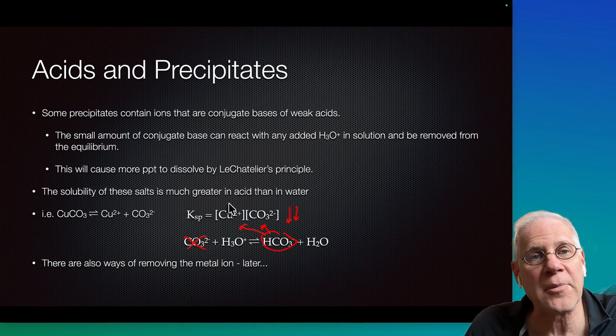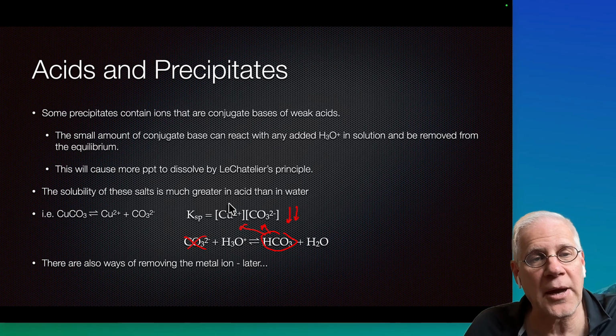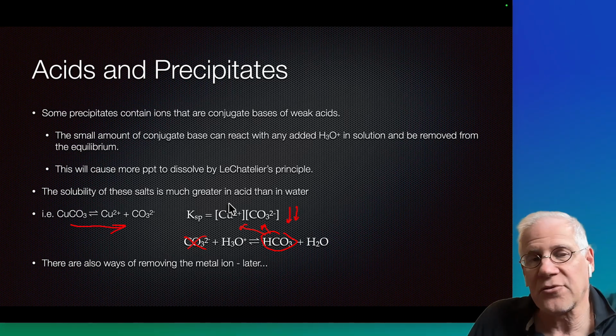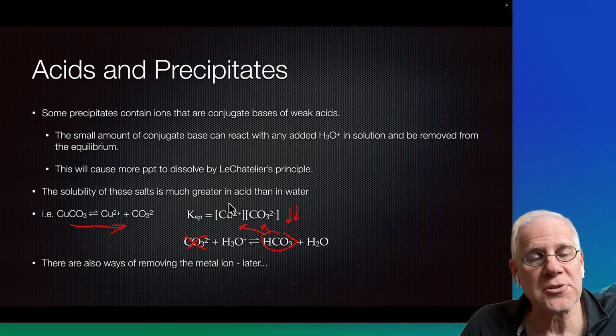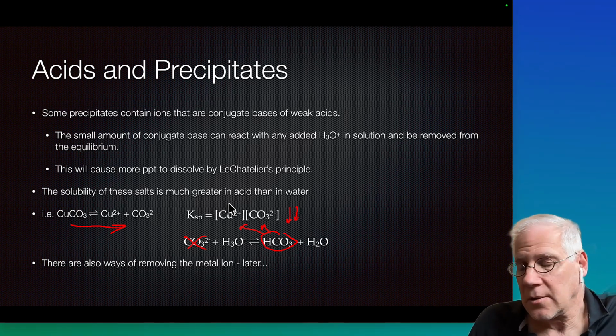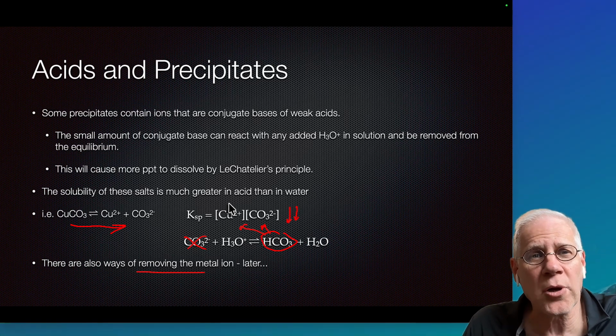And if it drops, that means that my Q value is now too low. And that means that the reaction is going to respond and say, I need to make more carbonate ion to match equilibrium. And so it's going to force this reaction to go to the right. So it's actually going to make copper carbonate more soluble. Now, there's also ways of removing the metal ion. However, we'll cover that a little bit later, not in this section, but later in lecture 3.